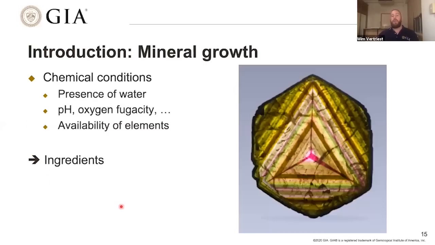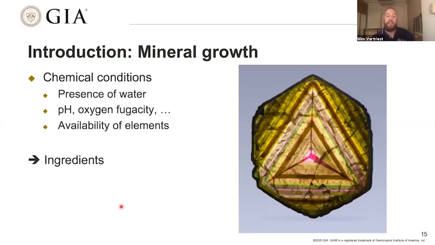Now, let's look at how minerals form, which is important for what we're going to discuss, because this is basically what we're going to discuss for corundum and beryl in a few minutes. The first thing you need to know about mineral growth is that you need the right chemical conditions. Is there water present or not? What's the pH, the acidity of the environment? What is the oxygen level of the environment? That's all important. But the most important thing is the availability of elements.